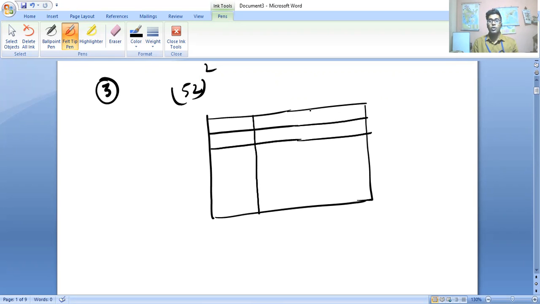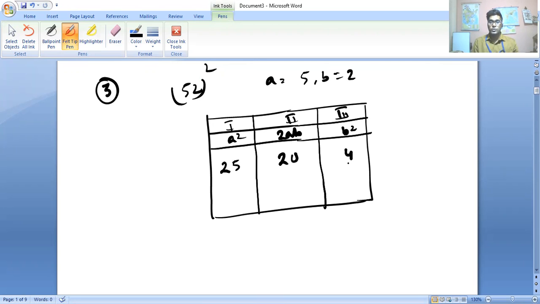And we'll make 3 separate columns. Here A square, here 2AB, and here B square. A we take 5, B we take 2. So A square is 25. 2AB, so 5 2s are 10, 10 2s are 20, and here B square is 4. So the first digit we will write here. The unit digit we will write here also. The tens digit we will carry here and add.